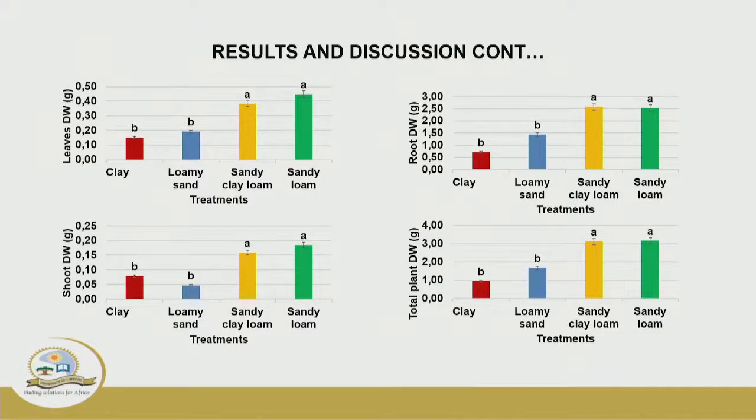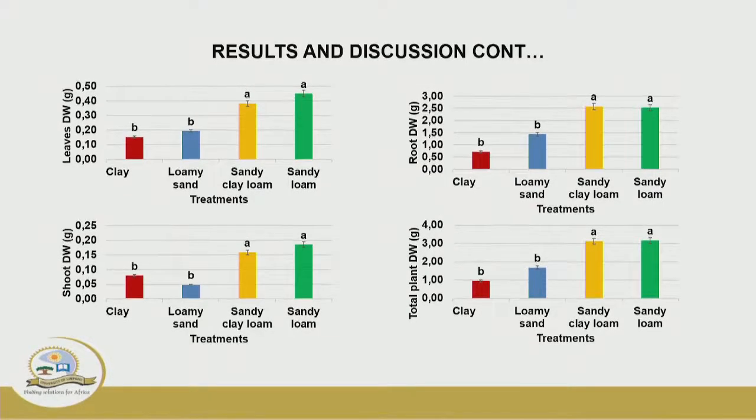Ladies and gentlemen, for every plant to grow and develop well, nutrients have to be available in the soils in a form that is accessible to the plants. And given our graphs here, we can see that sandy loam grown seedlings had high leaf biomass and shoot biomass, as well as total plant dry weight. And these results contradicted Baka et al. 2013, where they found total plant biomass being high in clay soils.